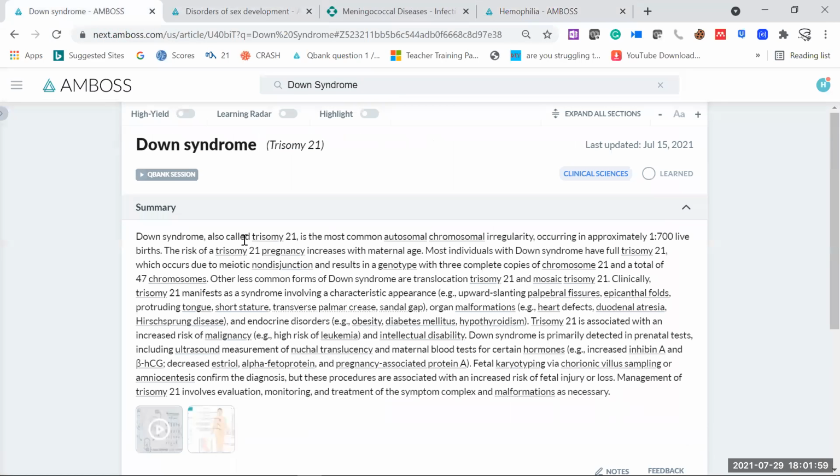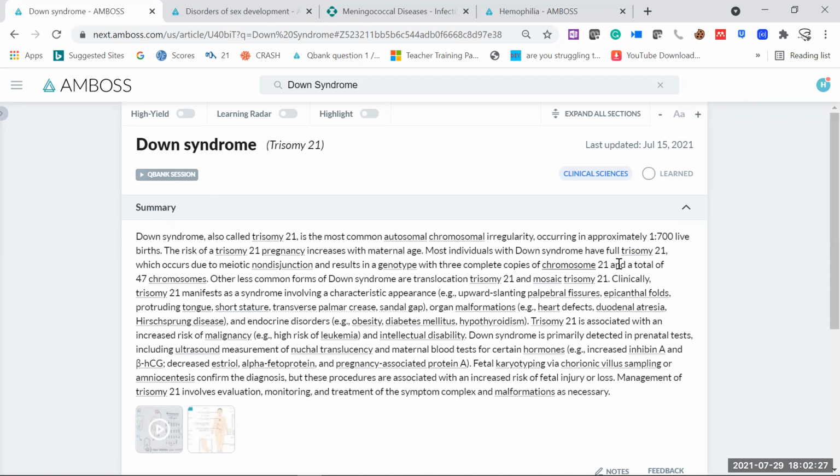So Down syndrome is a trisomy 21, where you can see one extra chromosome. Normally we have a duplicate, like a pair of chromosomes, but in trisomy there is a triplet. So three copies are there. Trisomy 21 is the most common autosomal chromosomal abnormality, occurring in approximately 1 in 700 live births. The risk of a trisomy 21 pregnancy increases with maternal age. So if the maternal age is high, think about the chances of having babies with Down syndrome being high.